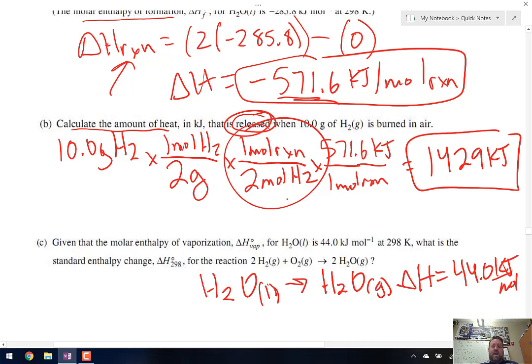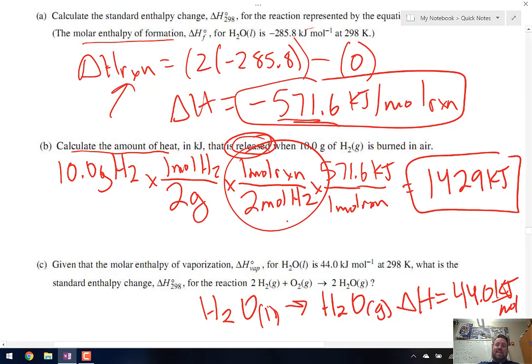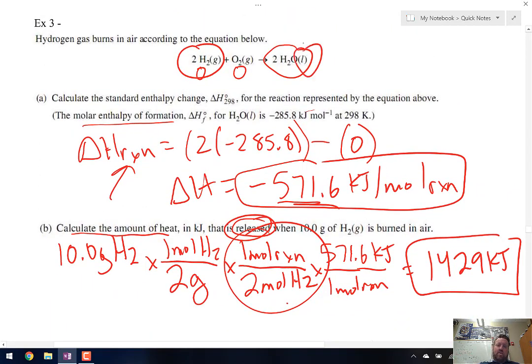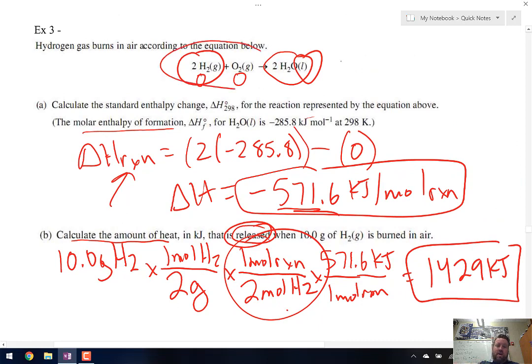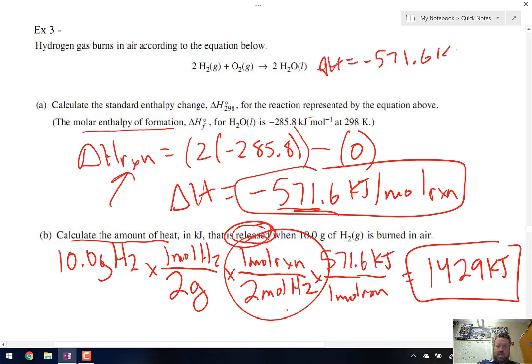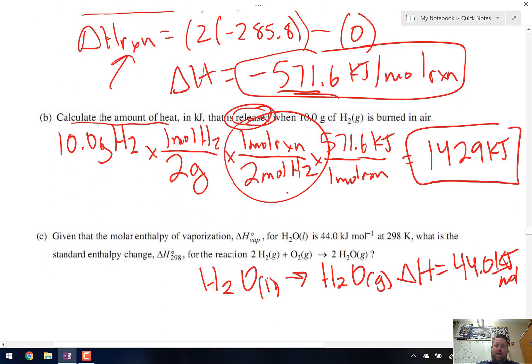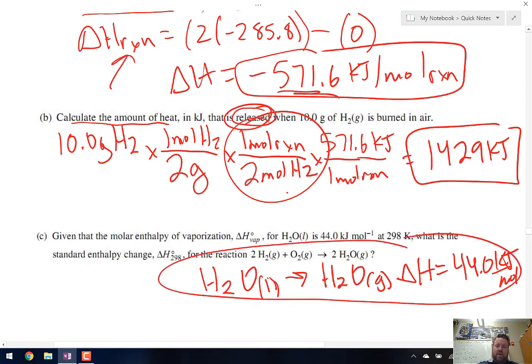Okay, it says, what is the standard enthalpy change for the reaction 2 H2 gas plus O2 gas makes 2 H2O gas? So up here, that was to H2O liquid. So now they're saying, okay, instead of liquid, we want you to go to gas. So we need to take this top equation up here, which we know the enthalpy change for that reaction is negative 571.6 kilojoules per mole. And again, we have to take this equation and add it to this equation right here to make it have gas at the end rather than liquid.